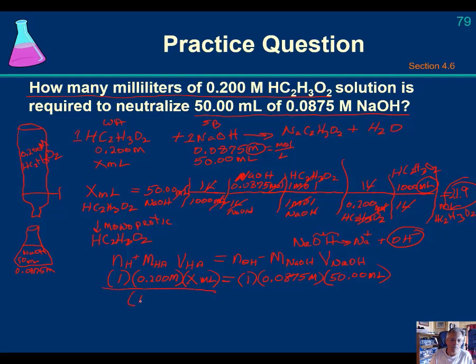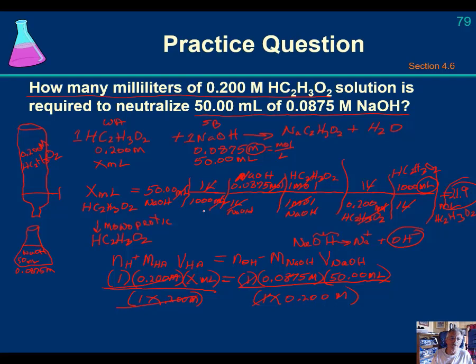Working the problem this way, solving for the number of milliliters of acetic acid, I would simply divide both sides by 1 times 0.200 molar, and over here those will cancel. I'm going to do the same thing on this side of the expression, 1 times 0.200 molar. When I do that, the ones, obviously, cancel. I have 0.0875 molar times 50 divided by 0.2.